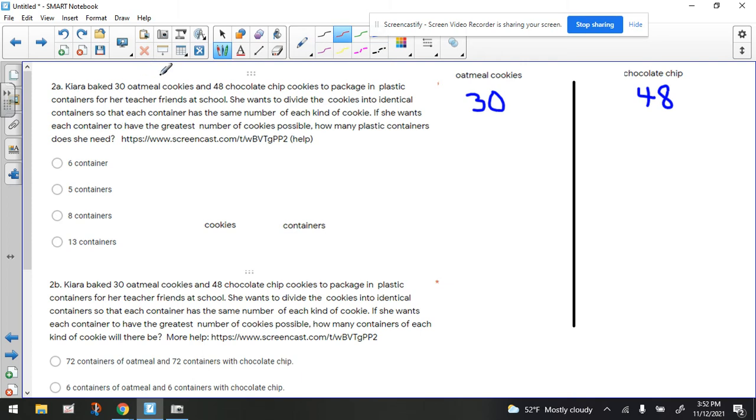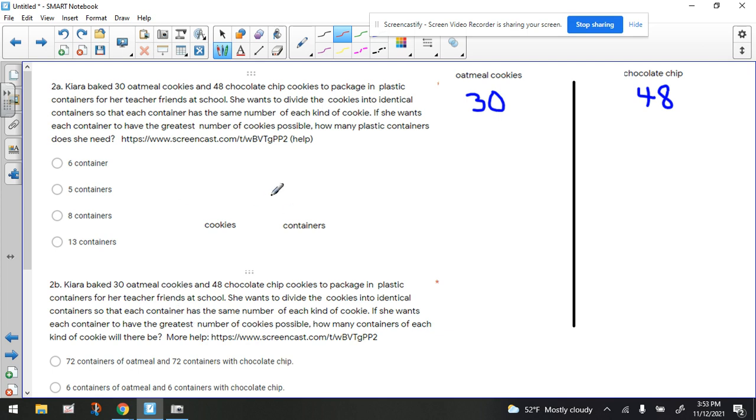Kara baked 30 oatmeal cookies and 48 chocolate chip cookies to package in plastic containers for her teacher friends at school. She wants to divide the cookies into identical containers so that each container has the same number of each kind of cookie. If she wants each container to have the greatest number of cookies possible, how many plastic containers does she need? All right, now if we look at part B, they want to know how many containers of each kind of cookie there will be.